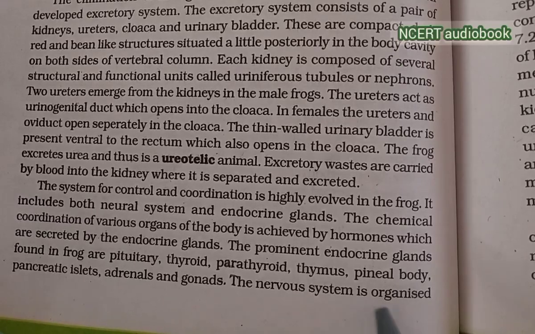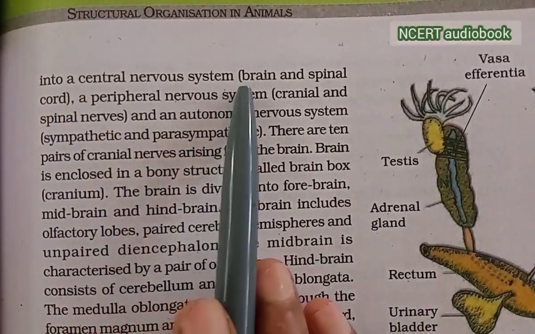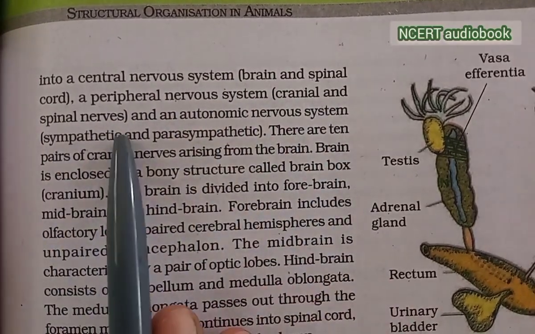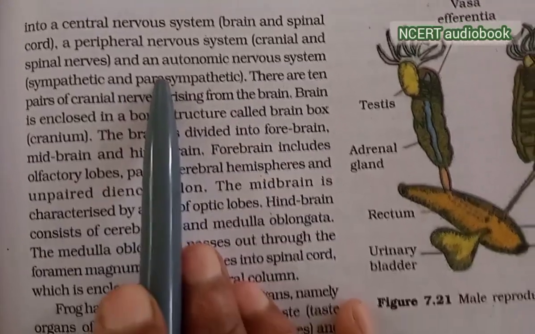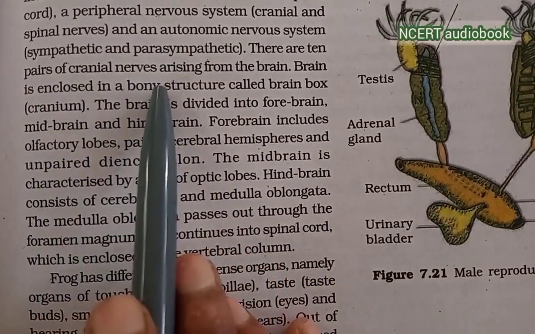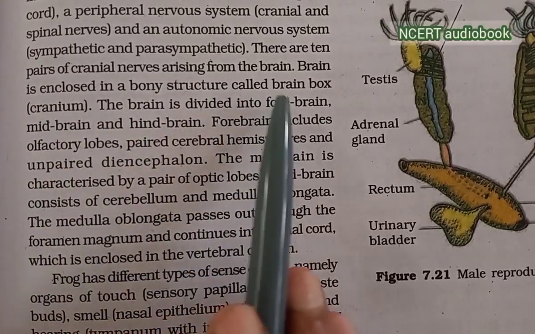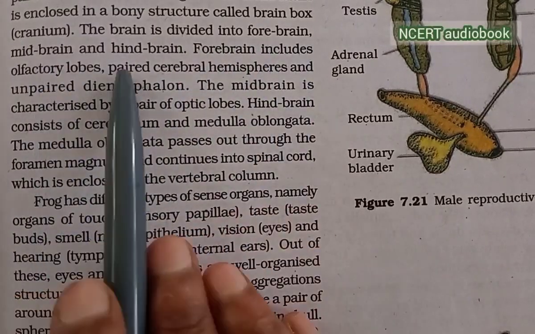The nervous system is organized into a central nervous system, the brain and the spinal cord, a peripheral nervous system, the cranial and the spinal nerves, and the autonomic nervous system, sympathetic and parasympathetic. There are 10 pairs of cranial nerves arising from the brain. The brain is enclosed in the bony structure called the brain box or cranium. The brain is divided into forebrain, midbrain and hindbrain.